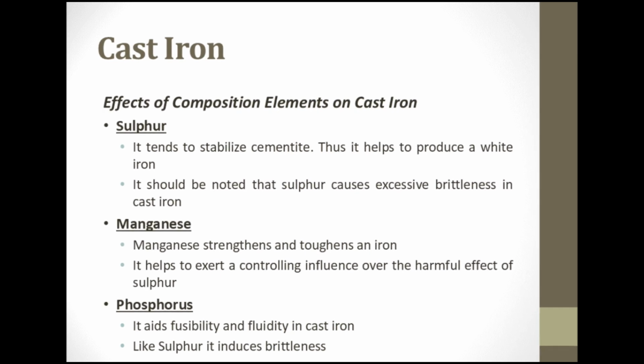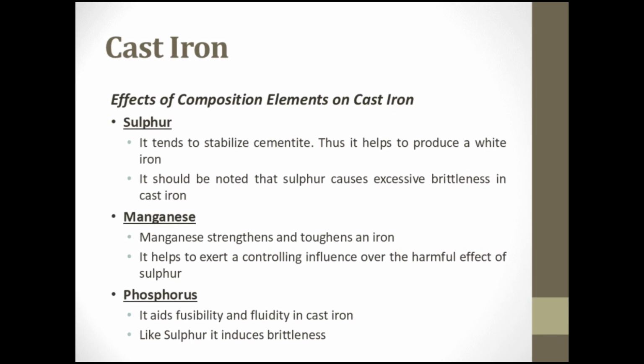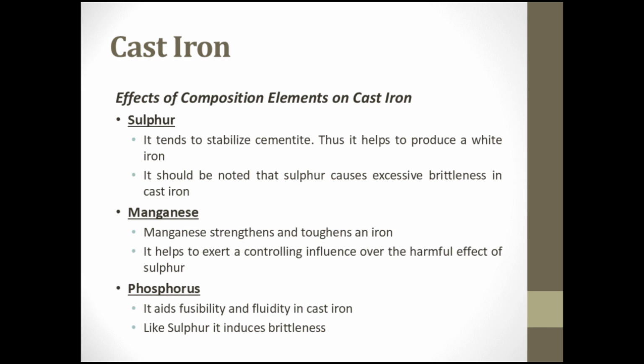Cast iron. Effects of composition elements on cast iron. Sulfur. It tends to stabilize cementite. Thus, it helps to produce a white iron. It should be noted that sulfur causes excessive brittleness in cast iron.